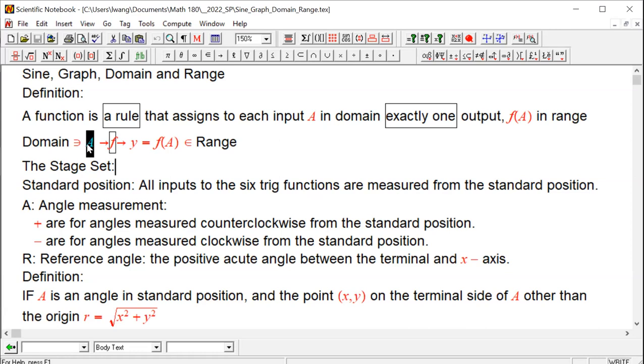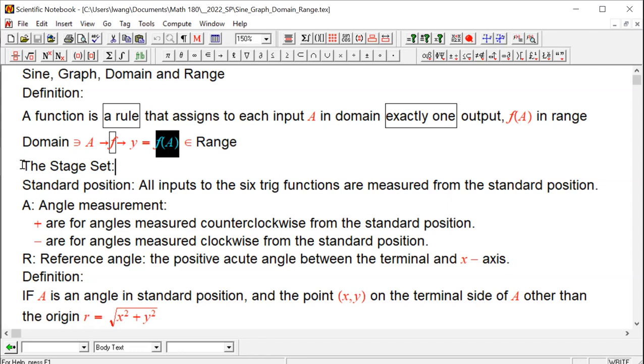But what can they be? What values can they be? We understand these are angles. They are also, there's another word I'm going to introduce, and actually we have introduced that earlier. They're also arc lengths. And the outputs are ratios. But we do all of these when we talk about functions.